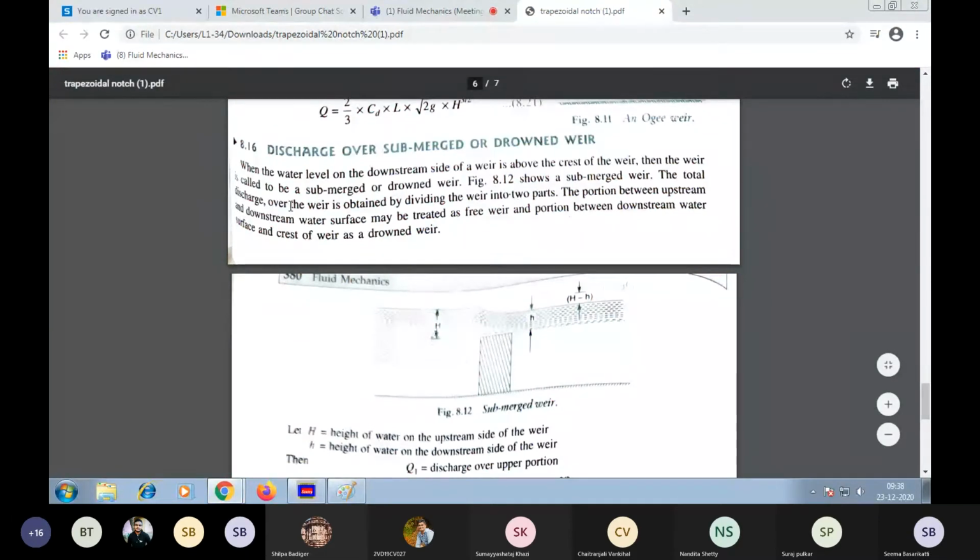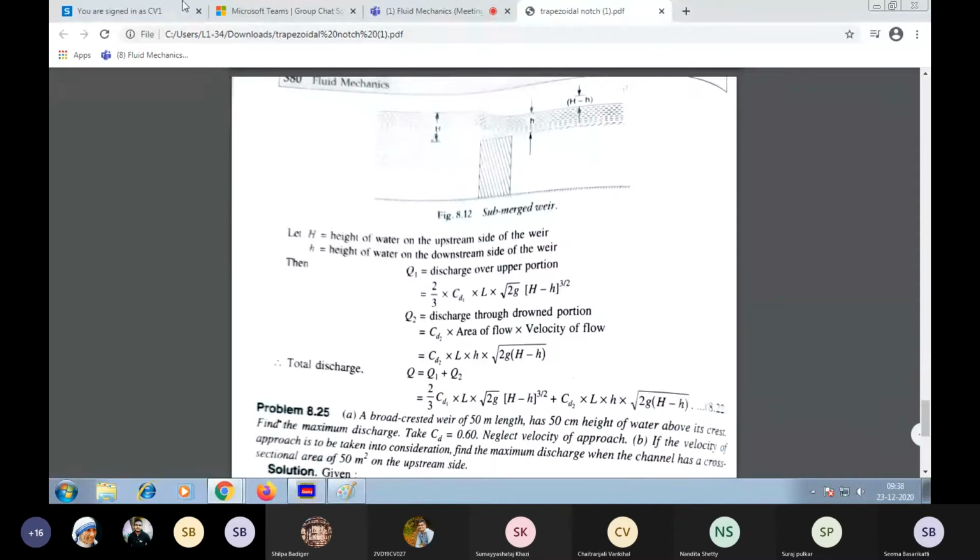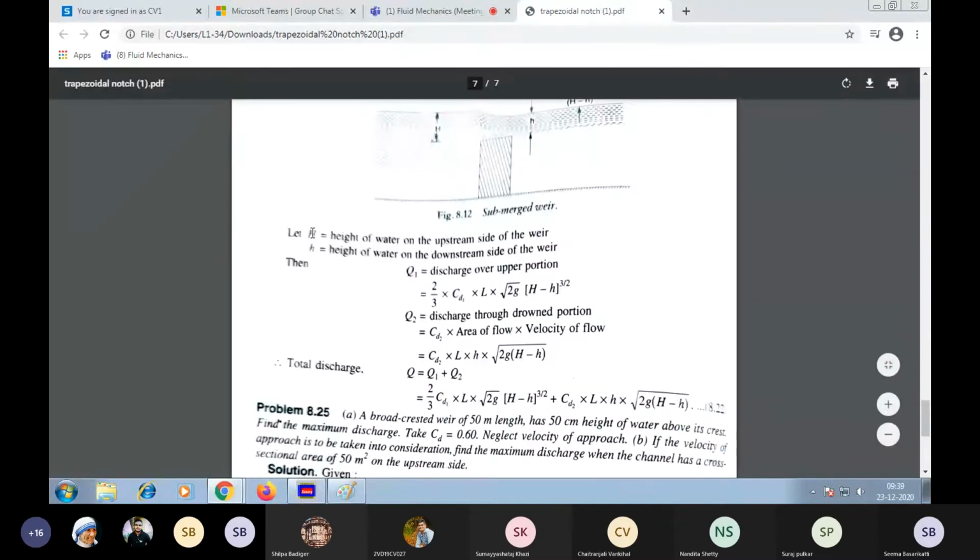The portion between the upstream and downstream water surface may be treated as a free weir, and the portion between the downstream water surface and the crust of the weir as a drowned weir. So at the upstream we are going to call it free, and at the downstream a drowned weir. Here, capital H is the height of the water at the upstream side, and small h is the height of the water at the downstream side.